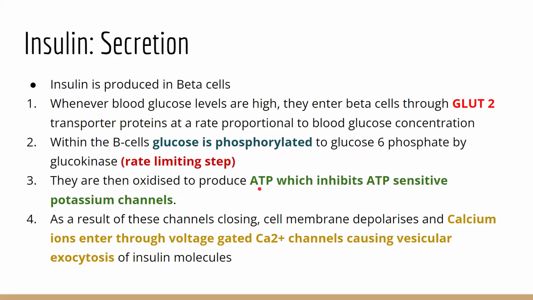That ATP will inhibit something called an ATP sensitive potassium channel. This potassium channel is normally involved in efflux of potassium, which is basically potassium ions moving out. If they don't move out, potassium ions will build up inside. That will cause a depolarization within the cell membrane, and this will open calcium ion channels. These calcium ions will enter and cause vesicles, which already contain insulin, to move to the cell surface membrane, fuse, and exocytose the insulin. That was a lot of words. Let's look at it that way.